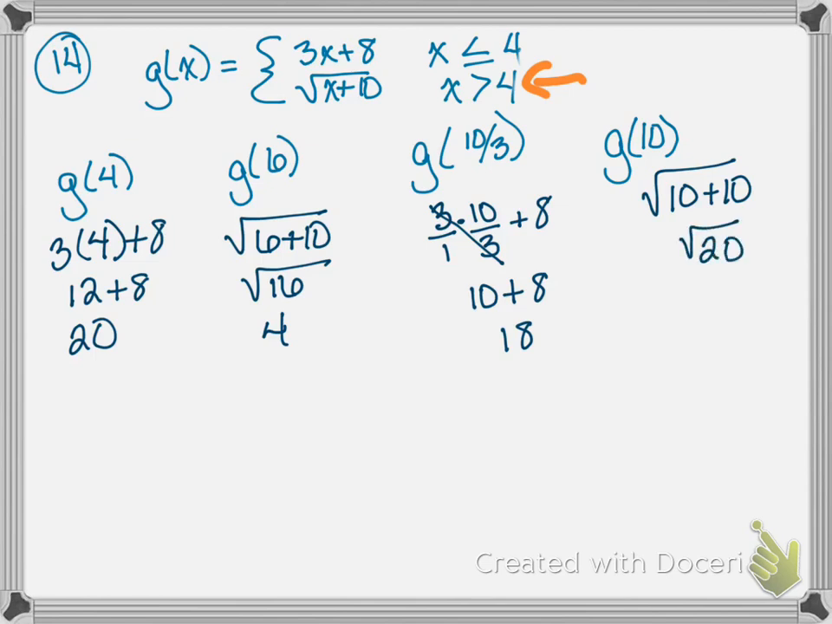Now, if you leave it the square root of 20, you're okay. But I want to remind you that the square root of 20 simplifies to the square root of 4 times 5, and we can take the square root of 4. The square root of 4 is 2. So really, the square root of 20 in its simplest form is 2 times the square root of 5. And I would prefer that you leave it as 2 times the square root of 5. I don't want you going any further than that. Okay?